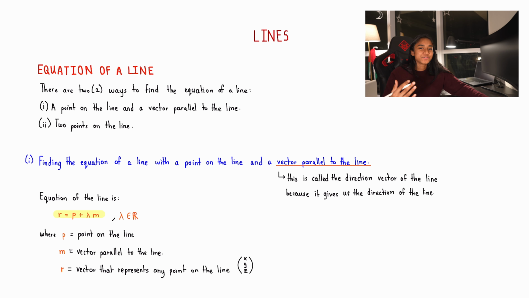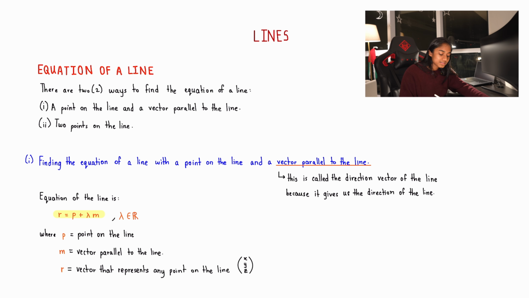And now we're going to move on to another part of the video, and we're going to focus on lines. So we're going to begin with the equation of a line, and there are two ways to find the equation of a line. The first way being with a point on the line and a vector parallel to the line, and the second being with just 2 points on the line. So let's focus on the first way, finding the equation of a line with a point on the line and a vector parallel to the line.